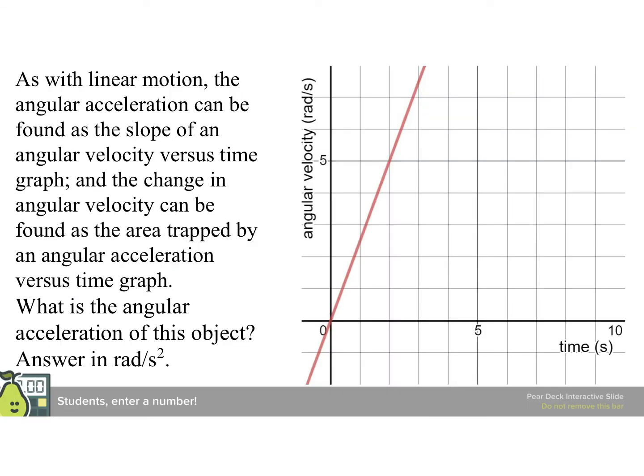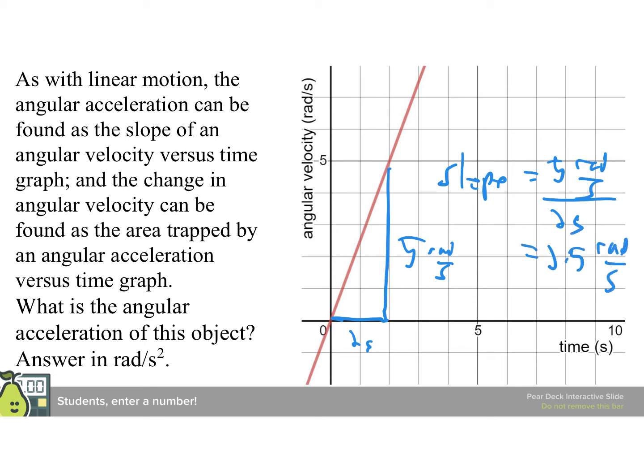As with linear motion, the angular acceleration can be found as the slope of an angular velocity versus time graph. And the change in angular velocity can be found as the area trapped by an angular acceleration versus time graph. What is the angular acceleration of this object? Well, we want to find the slope. I'm going to take the slope by taking these two points. This is 5 rad per sec, and this looks to be 2 seconds. So the slope equals 5 radians per second over 2 seconds, or 2.5 radians per second squared, but that is alpha.